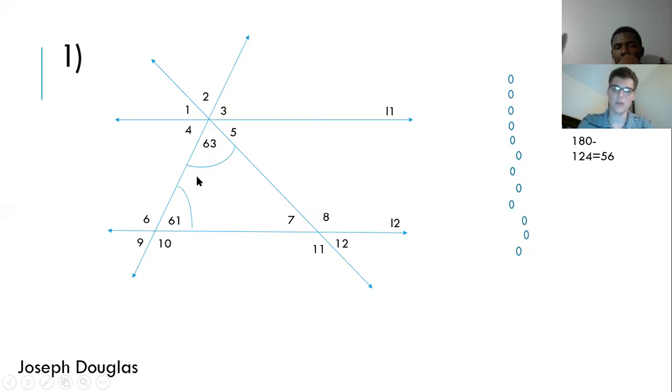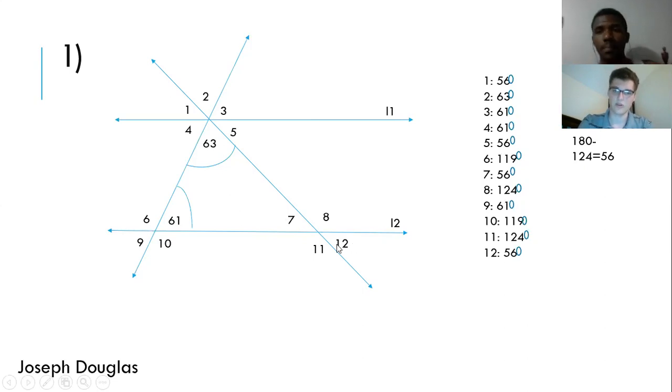The total measure of any angles within a triangle will be 180. So to find the measure of angle 7, we can simply add 63 plus 61 to get 124. Subtract that from 180 to get 56. Therefore, angle 7 has to equal 56. And then from there, we can see that it's diagonal to angle 12, which must also be 56.